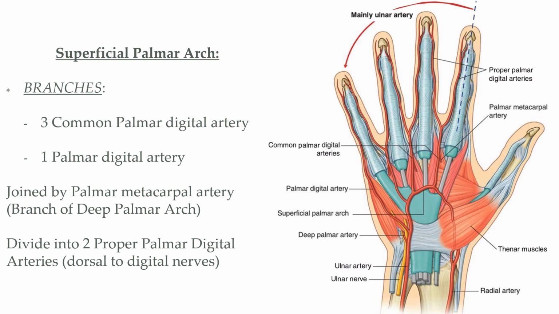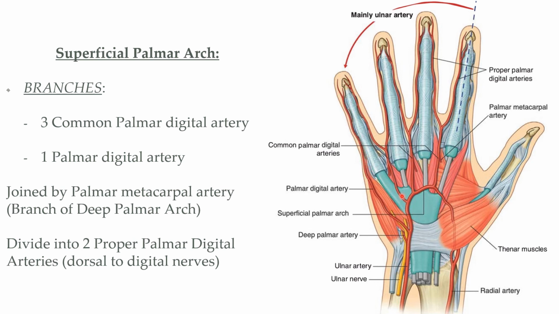Coming to the branches of superficial palmar arch. Superficial palmar arch gives three common palmar digital arteries and one palmar digital artery. This palmar digital artery runs distally along the medial border of little finger and provides arterial blood supply to this part of the fifth digit.